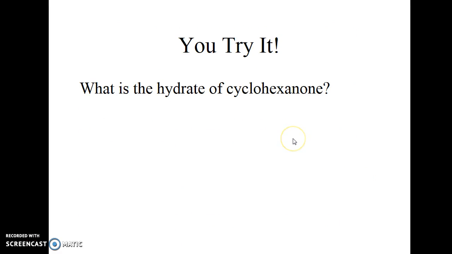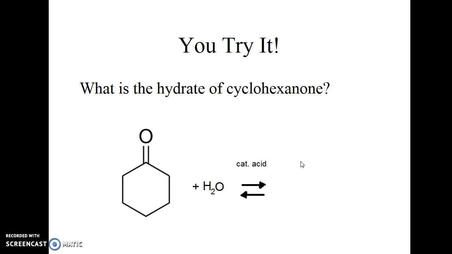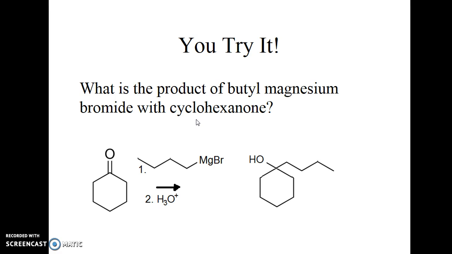Okay, so what we're going to do is first the hydrate of cyclohexanone. Here is cyclohexanone. So the hydrate is formed by either acid catalysis or base catalysis in water. And what do we make? We make the geminal diol. What is the product of butyl magnesium bromide with cyclohexanone? Well, this is a Grignard reagent. The negative charge here does nucleophilic attack on the carbon in the carbonyl. We end up with an alcohol and an alkyl group on the carbon in the carbonyl.